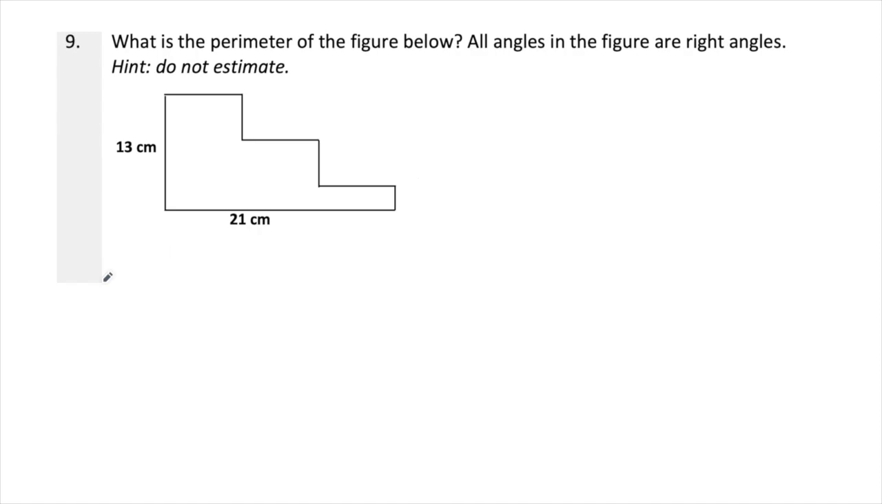For this problem, we have to figure out the perimeter of the figure below. We know that this vertical side has a length of 13 centimeters and this horizontal side has a length of 21 centimeters. We can solve this problem by figuring out the length of all of these sides. We can do that by shifting the 2 vertical sides to the right.